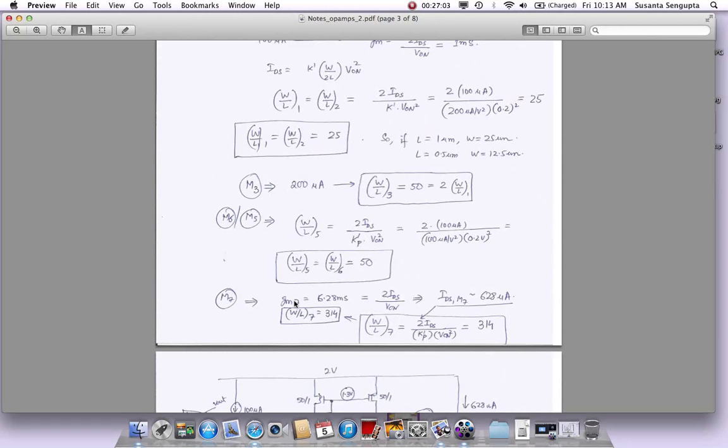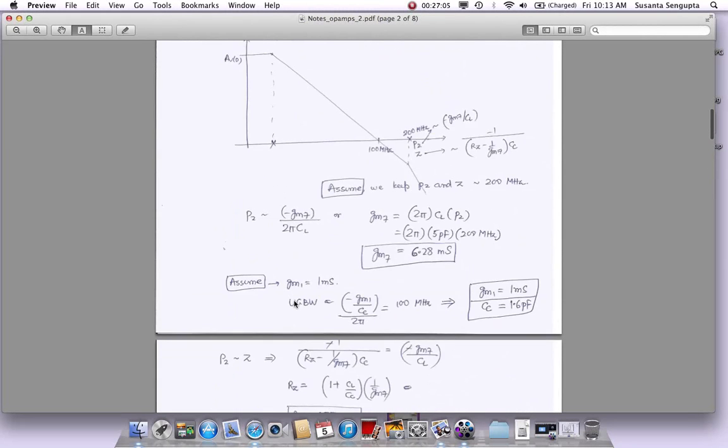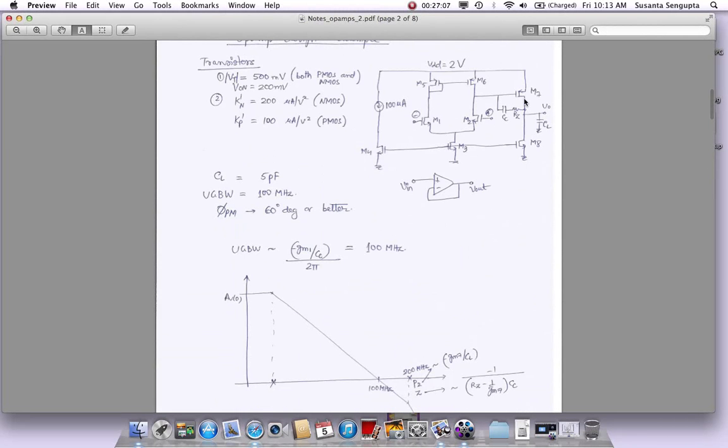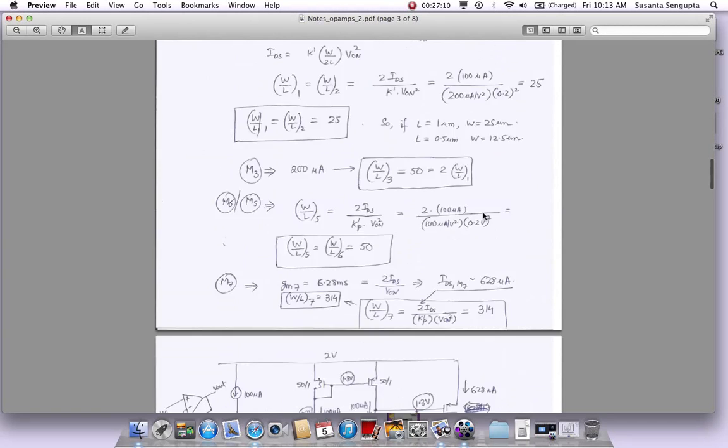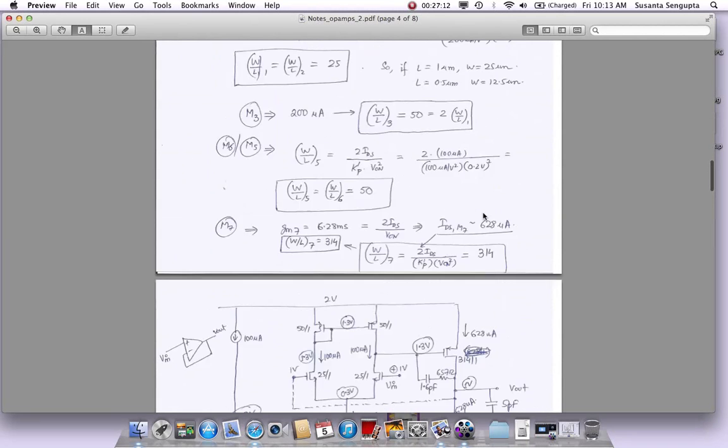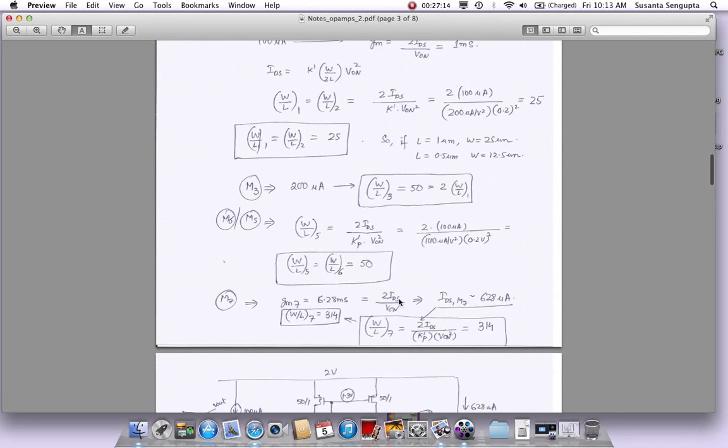Finally, we find M7. This is the output device, the output PMOS device, the final device here. How big does that have to be? We know what the GM has to be. So now we find out what my biasing current should be. We have not found the biasing current in the final output stage, so we'll use this equation again. GM is 2 times IDS by V on. If V on is 200 millivolts, and we know GM, IDS will come to be about 628 microamperes.